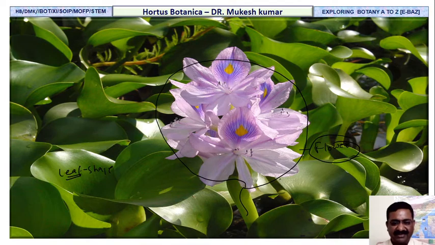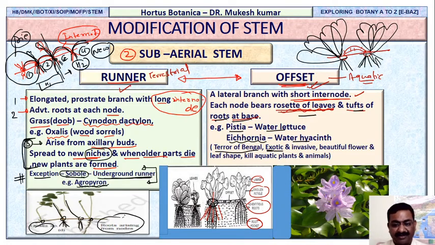That's why this Eichhornia is the exotic plant, not our Indian plant, not our native plant. But what happened? Whenever you find one single piece, this Eichhornia will grow in an aquatic condition, and the whole aquatic area will be covered by only this plant. You will find only Eichhornia.